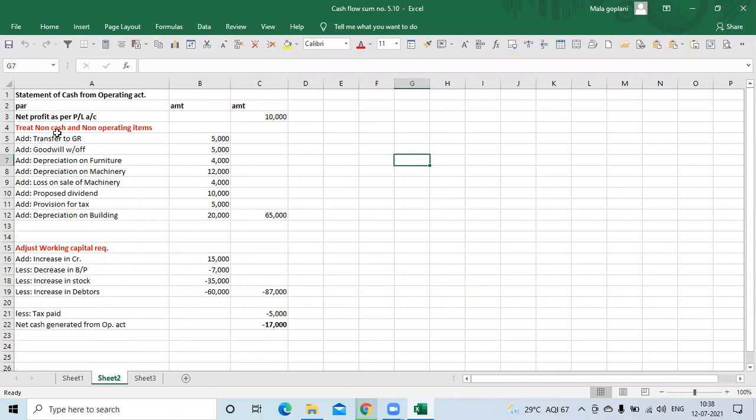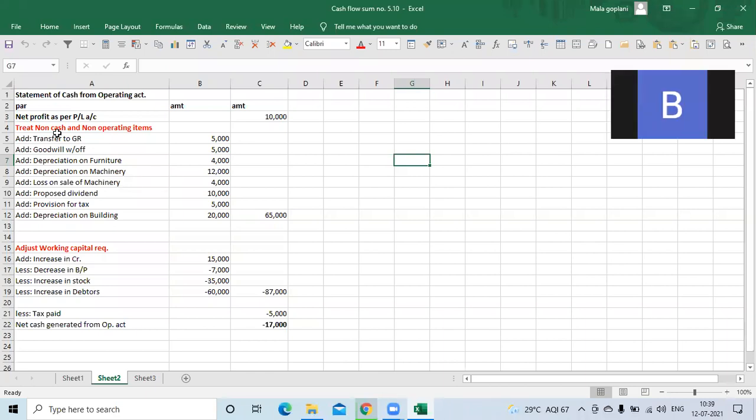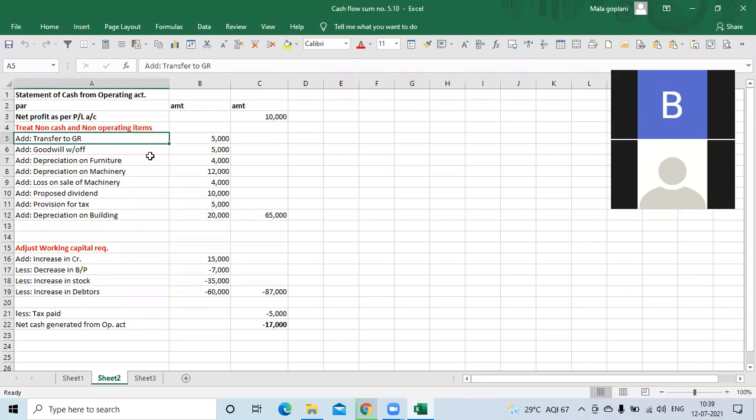You tell me which type of item it is. Non-cash expense. Yes, this is what I wanted. Complete answer. Only non-cash is an incomplete answer; what I want is non-cash expense. So if it is non-cash expense, what will you do? Add or less? Add. Very good. Come to the next line, write down add transfer to general reserve. The amount was 20 minus 25,000, so the answer will be 5,000 in the inner column.